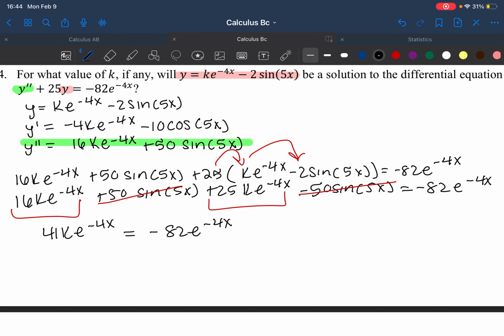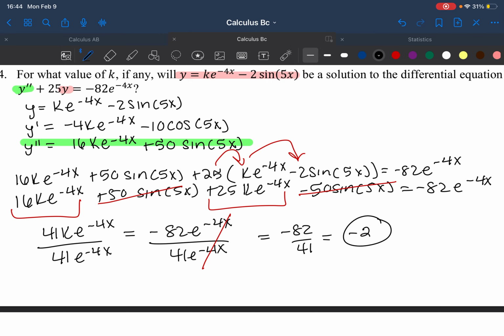Well, remember, I'm trying to get k by itself, so I'm going to divide both sides by 41e to the negative 4x. E to the negative 4x cancels out, and I'm left with negative 82 over 41, which is equal to negative 2. So that means the k value that will make this a solution to the differential equation is when k is equal to negative 2.